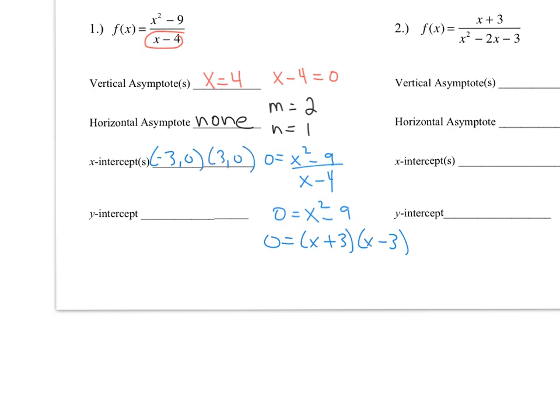And the y-intercept, the same way that we've done it before, is to set x equal to 0. So in the numerator you'll have 0 squared minus 9 and 0 minus 4 in the denominator. So we'll end up with negative 9 divided by negative 4, or simply a y-intercept of 9/4.